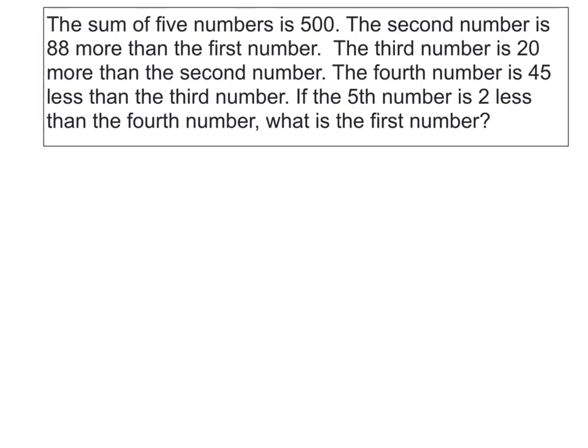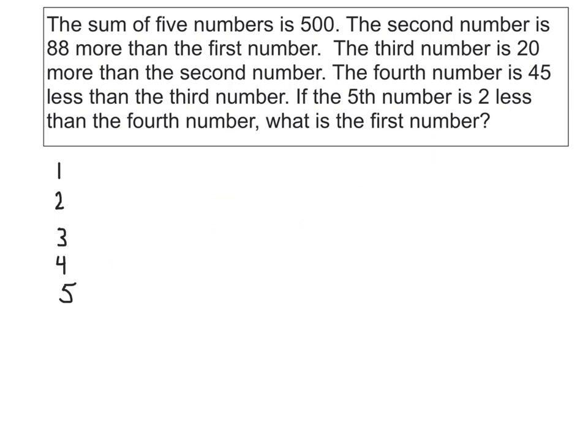Okay, as I read this problem, I see that I have 5 numbers. So I have number 1, 2, 3, 4, and 5. It says the sum of 5 numbers is 500. The second number is 88 more than the first number. The third number is 20 more than the second number. The fourth number is 45 less than the third number. And the fifth number is 2 less than the fourth number.